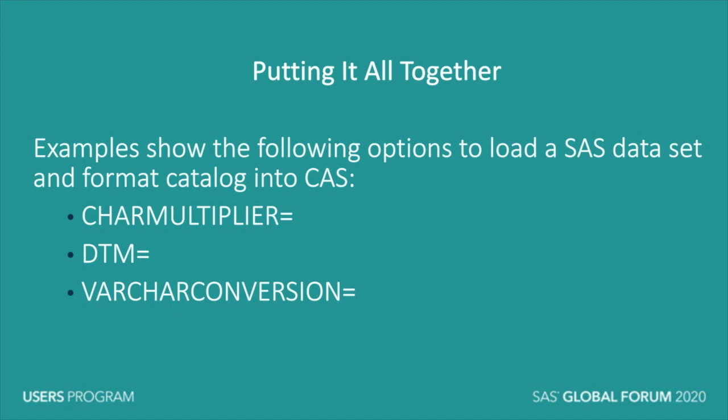So now let's put together everything we discussed and work through some examples using the CHAR_MULTIPLIER= option, the data transfer method (DTM=) option, and the VARCHAR conversion options.